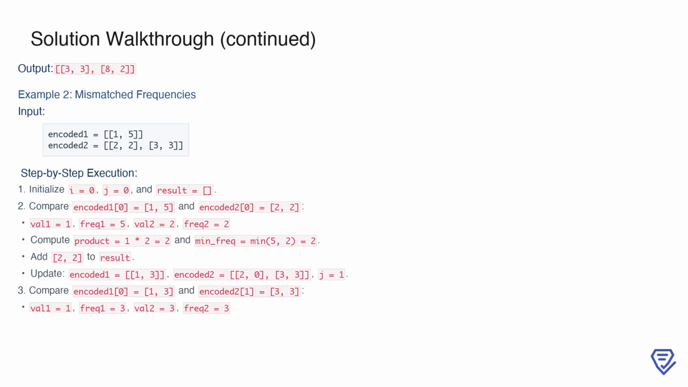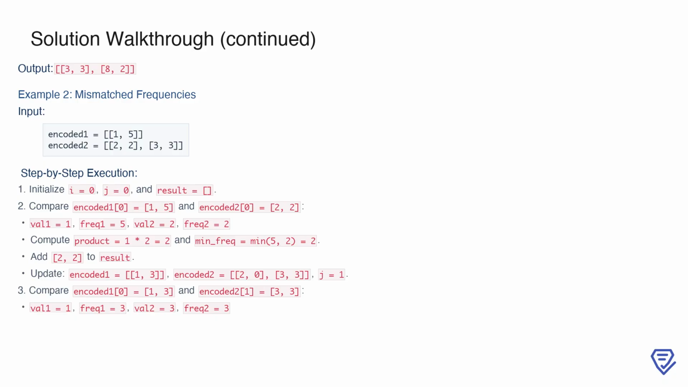Now let's consider a second example where the frequencies between the two arrays do not match perfectly. The input arrays are encoded 1 equals [[1, 5]], and encoded 2 equals [[2, 2], [3, 3]]. Again, we initialize i equals 0, j equals 0, and result equals an empty list. Starting with the first pair, encoded 1[0] equals [1, 5], and encoded 2[0] equals [2, 2], we compute the product, which is 1 * 2 equals 2, and take the minimum frequency, min(5, 2) equals 2. This produces the run-length pair [2, 2], that we add to the result.